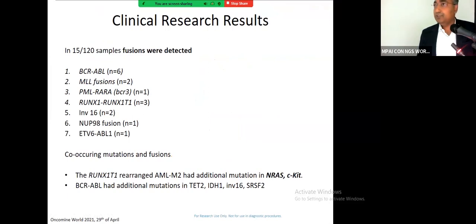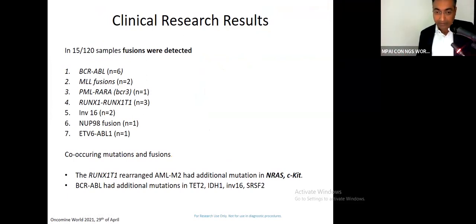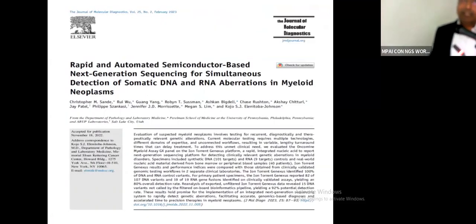And fusions also were getting detected. In around 500 samples, we have got around 50 fusions. I'm just sharing some of the fusions. And very recently, a publication has also come up in this area. You can go through it: rapid and automated sequencing of somatic myeloid DNA and RNA aberrations in myeloid neoplasms using this GeneXus platform.